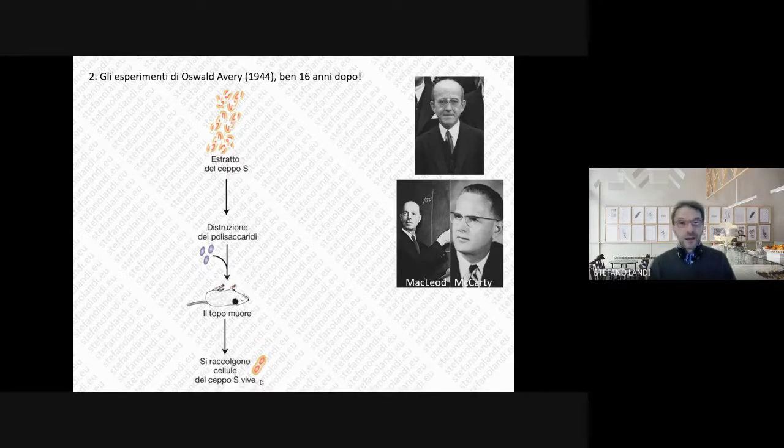So the experiment was changed a bit by Avery, modifying the composition of the extracts of the strain S. Once the strain S is inactivated somehow by heat, for example, he could destroy the polysaccharides fraction. So removing the sugar, still the transformation could occur.